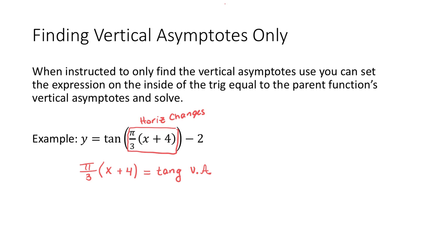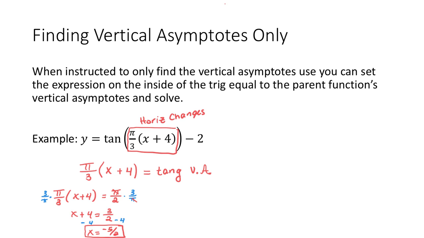Okay, so the first vertical asymptote that tangent had was pi over 2. And I can solve this equation. The first thing I'm going to do is multiply by the reciprocal of this fraction outside to get rid of it. So that gives me x plus 4 is equal to 3/2, and then I can subtract 4 from both sides, which gives me a vertical asymptote at x equals -5/2. And I could keep doing this for my other vertical asymptotes of tangent.